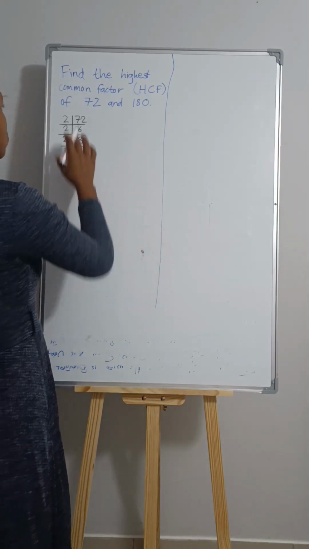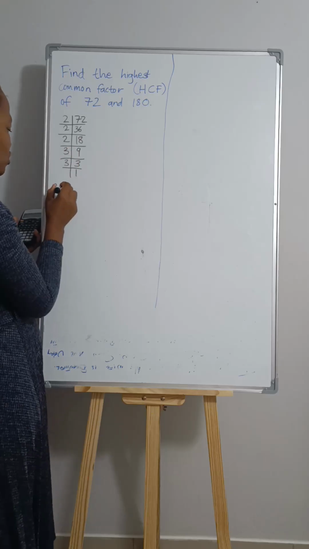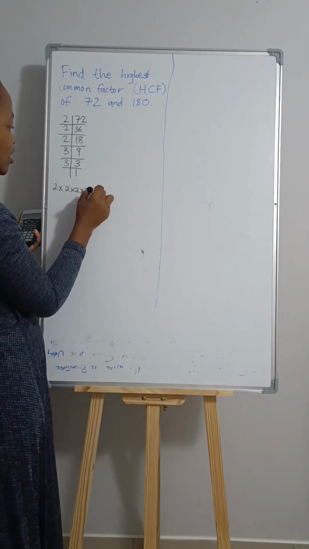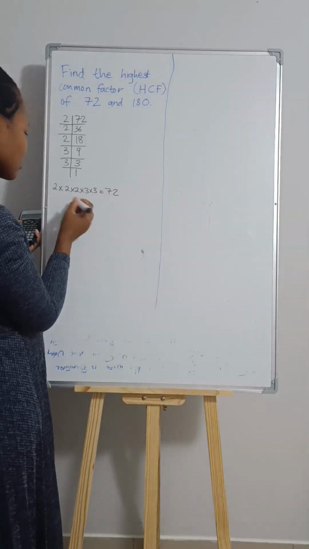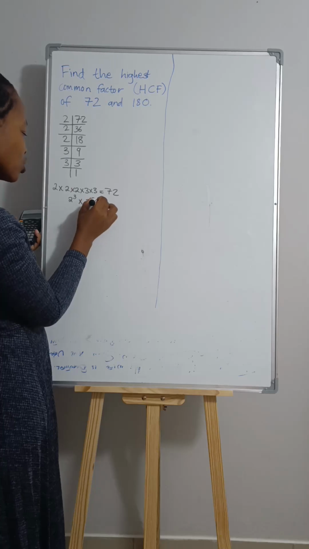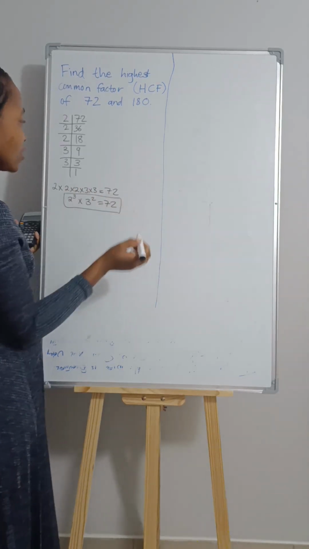So now the prime factors that give you 72 are 2 times 2 times 2 times 3 times 3, and they give you 72, right? So you always simplify this. Now we have 2 to the power 3 times 3 to the power 2, giving us 72, right? But this is what we are working with, okay?